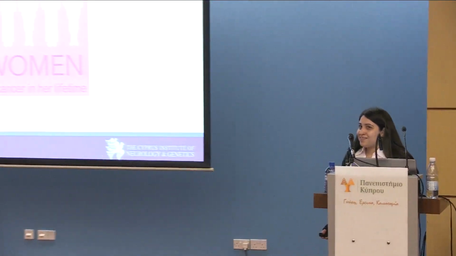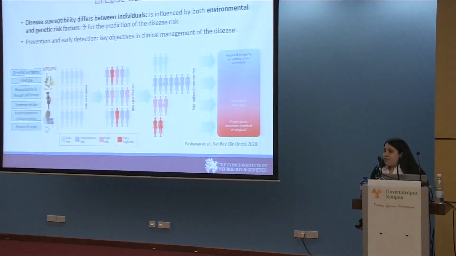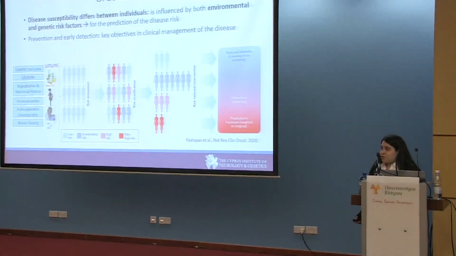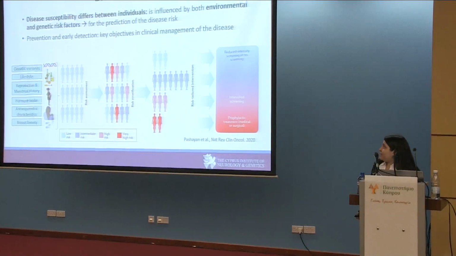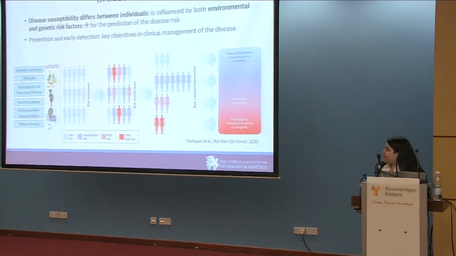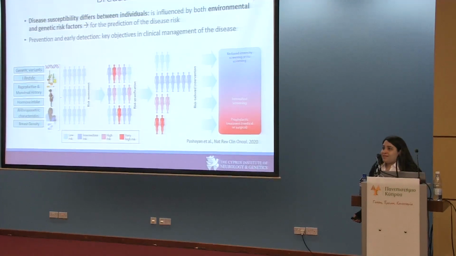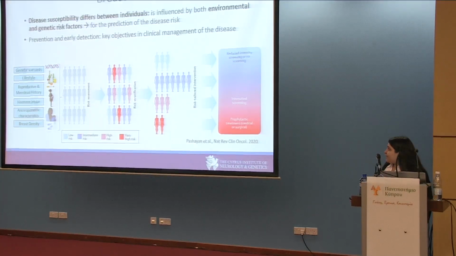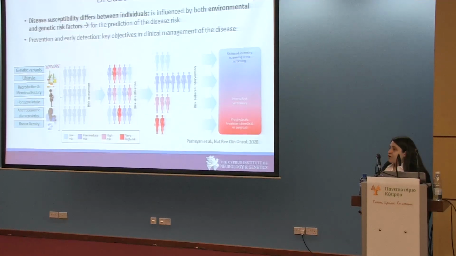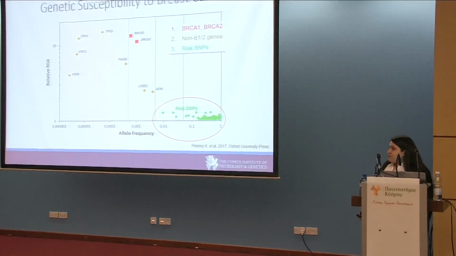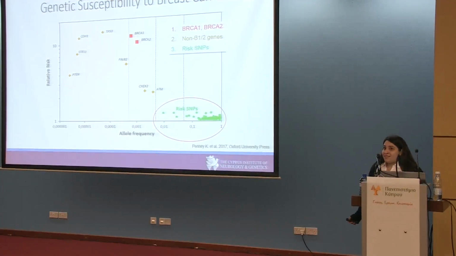Breast cancer is the most common cancer in females worldwide. It is estimated that 1 in 8 women will develop breast cancer during their lifetime. However, disease susceptibility differs between individuals and is influenced by both environmental and genetic risk factors, which can be used for the prediction of breast cancer risk at an individual's level. Therefore, by identifying women at different levels of breast cancer risk, this could be very useful in guiding targeted preventative strategies. So far, multiple breast cancer susceptibility variants have been identified to be implicated in the disease etiology.